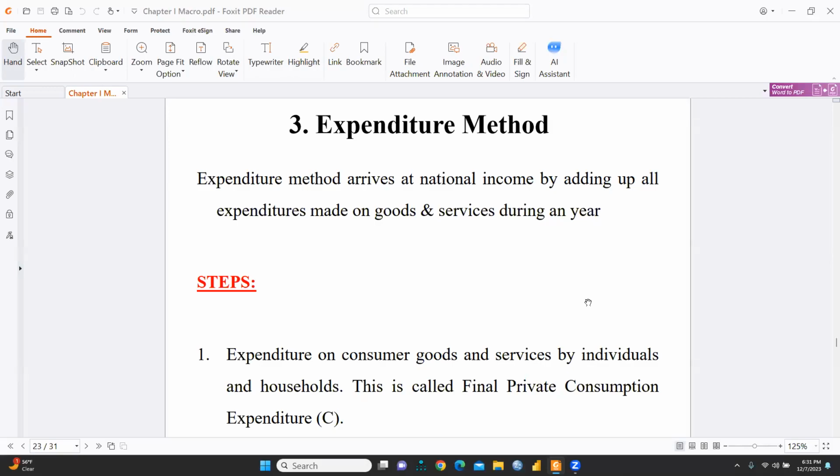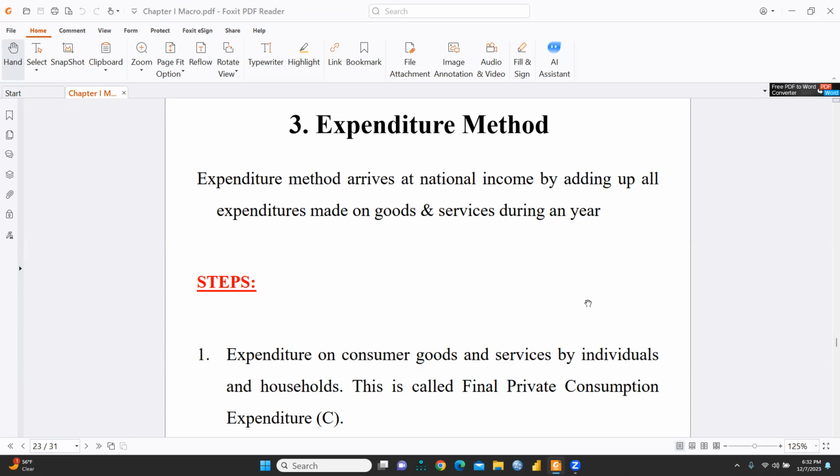Hi everyone, let's continue national income measurement methods. I have already covered in my previous videos two measurement methods of national income, how we can calculate national income. One was value added method and another was income method. Now we come to the third method, that is expenditure method.